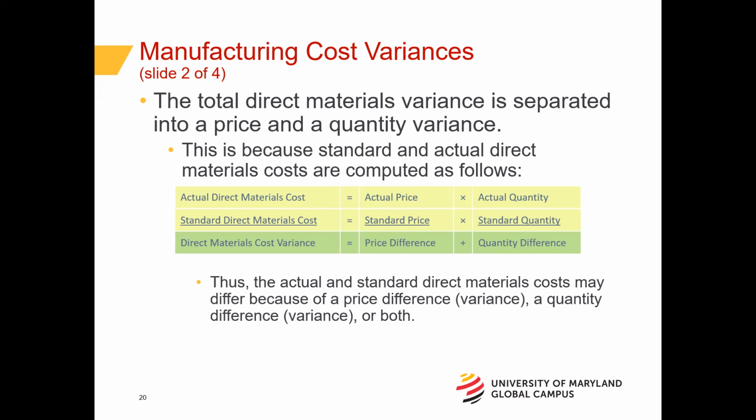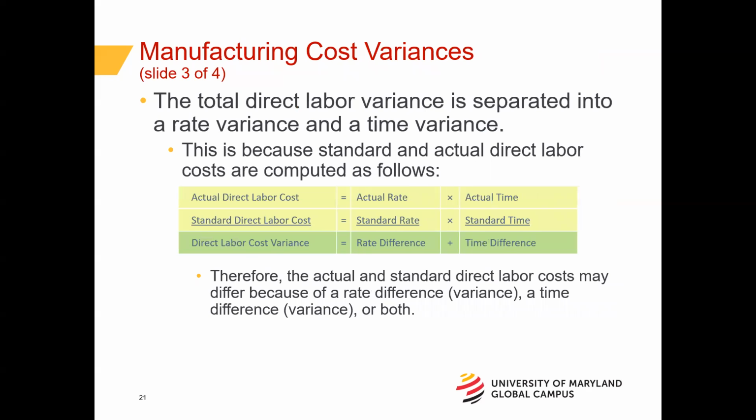So the actual and standard direct materials cost may be different because of a price difference or a quantity difference or both. It's usually both, by the way. In the real world, it's usually both. So that's quantity. Now let's talk about labor.